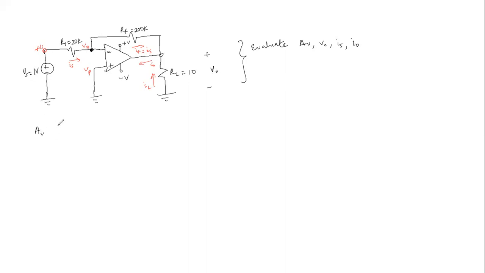We already know that the closed loop gain is the same as the ratio between the output and the source voltage, which is the same as negative R sub F over R sub S. So let's put it as R1 here based on our notation. And R sub F, the feedback resistance, is 200K, and the source resistance is 20K, and this will give us negative 10. So the closed loop gain is the same as negative 10.